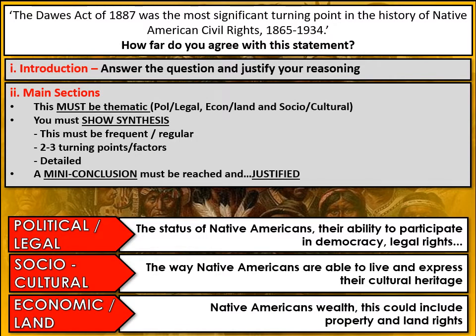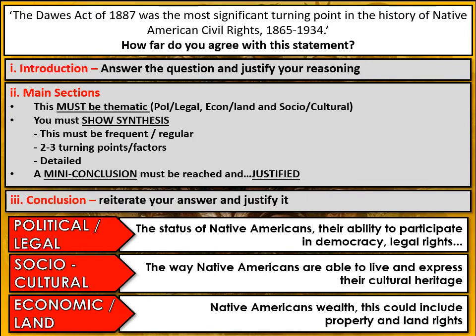And then you should have a mini conclusion at the end of each section where you make a decision. Which turning point that you've just discussed has affected that aspect of Native American civil rights the most? And you need to give a reason why. That leaves your conclusion where you're going to reiterate your answer, acknowledge some of the counterpoints, but then justify why your answer is correct. If you need to, take a moment to pause the video now, have a look at your essay, and just double check that you followed this structure.